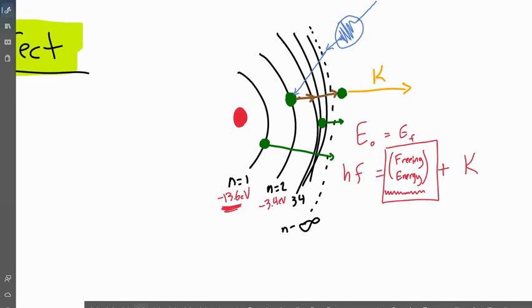So we call this freeing energy, whatever energy it takes to get free. We will call this the work function. This is called the work function of a substance, of a material. And a different substance or a different element will have a different work function.